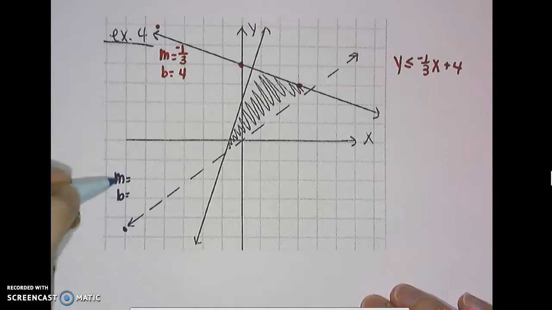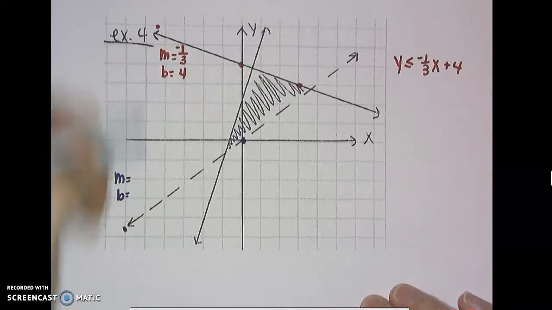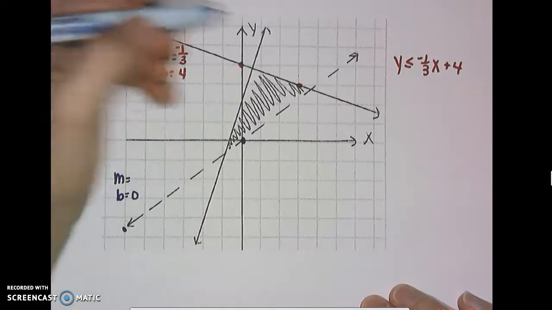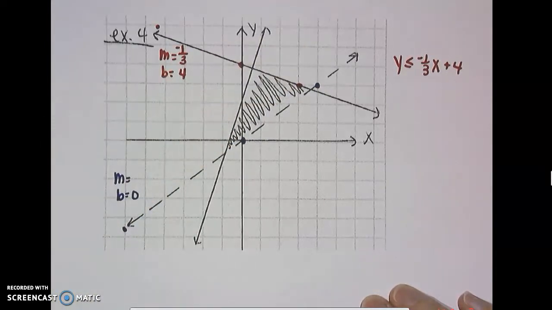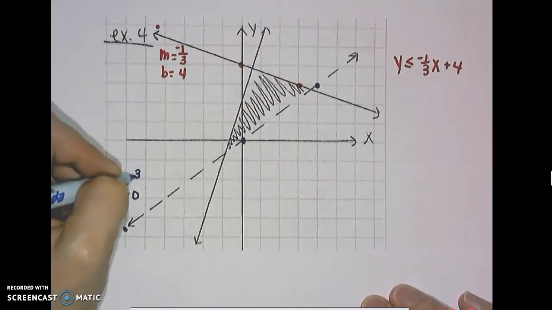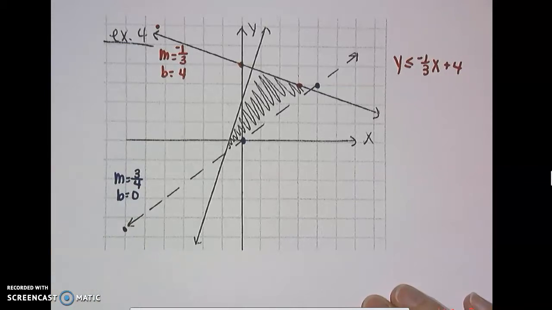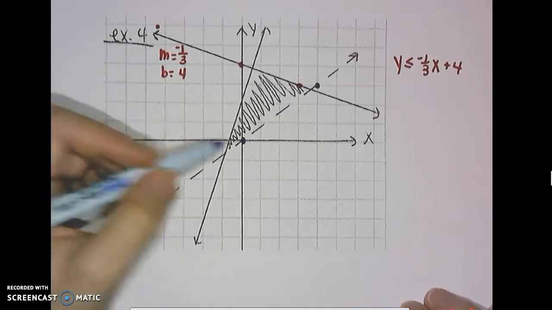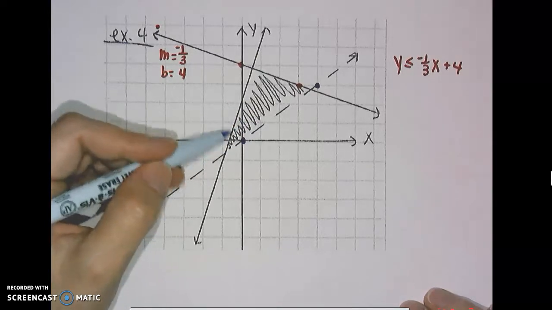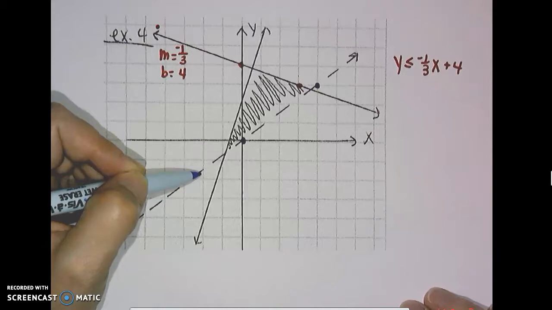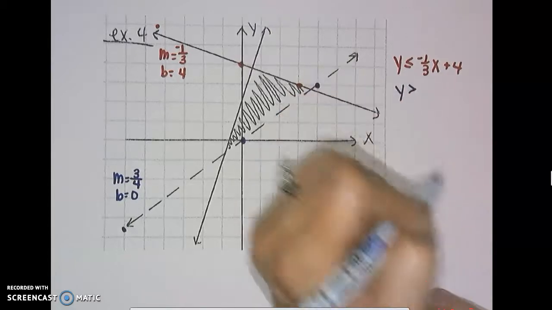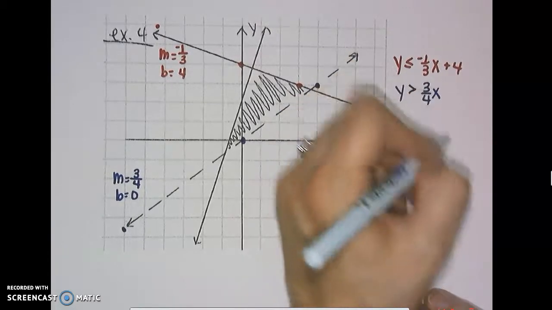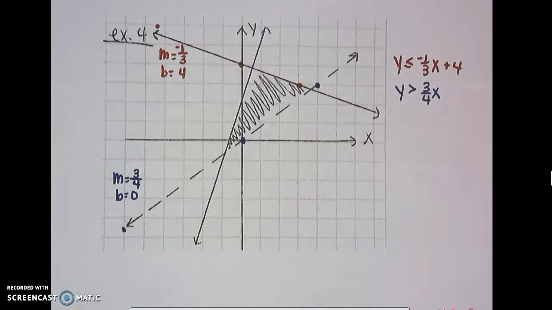We need m and b. On that one, our y-intercept is happening at 0. For our slope, we follow this until we find a nice, easy point, which is going to happen right there. Our slope is going to be up 3 over 4, so it's a positive slope. When we write this, the shading is happening above, and it's a dashed line. That means we need y is greater than 3/4 x. Since your b value is 0, you don't need to put plus 0, and you shouldn't be writing plus 0 at all.